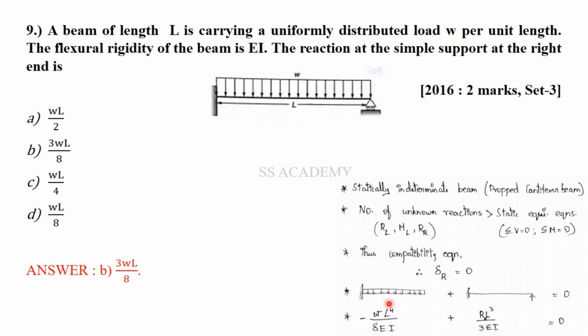Just by adding these two and equating to 0, we will get the reaction at the prop. We know that for a cantilever beam with uniformly distributed load, the maximum deflection at the free end is WL power 4 by 8EI, while the deflection for a cantilever beam with an upward load is RR L cubed divided by 3EI. Why is it minus? Since it is acting downwards. It is our convention: the displacement downward is negative, and the displacement upward is positive. So equating these two, you will get 3WL by 8.